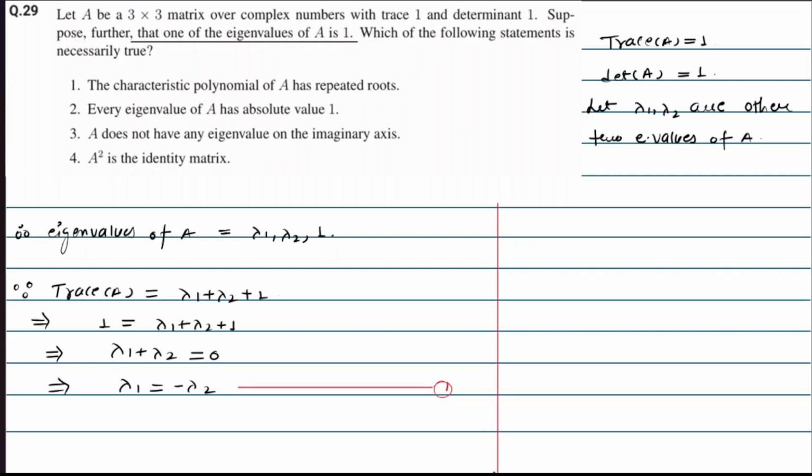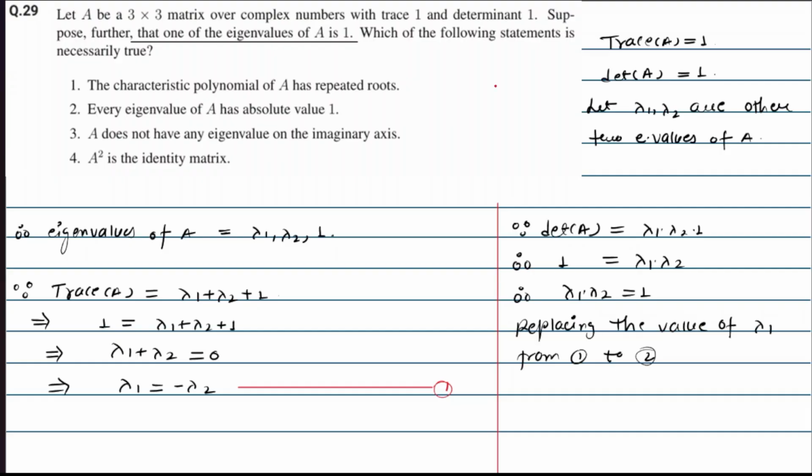Now note that determinant of A is the product of the eigenvalues of A. This means lambda 1 into lambda 2 into 1 is equal to determinant of A, so I'm replacing the value of determinant of A. Therefore, lambda 1 into lambda 2 is equal to 1. Now replacing the value of lambda 1 from 1 into 2. Name it 2.